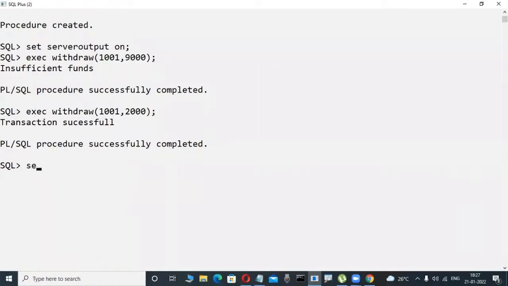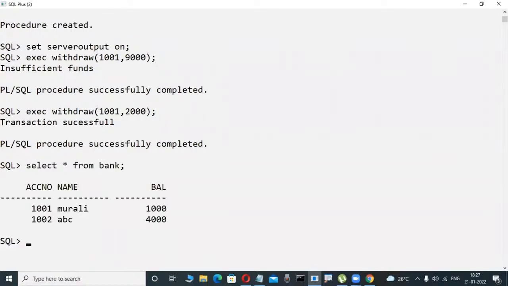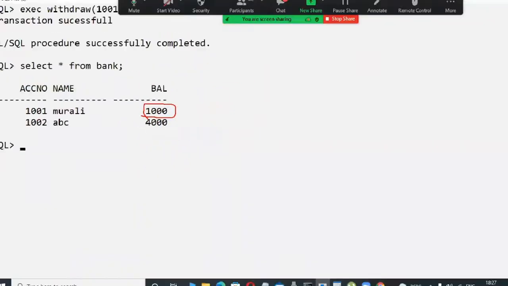Now check it out, really that is correct. In my bank table I try to observe it. Here, bank is the table. In the previous case 3,000 is there; I try to withdraw 2,000 rupees, then automatically the remaining balance is 1,000 rupees. Yes, how is it possible?